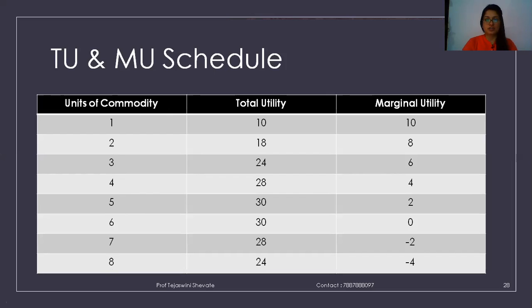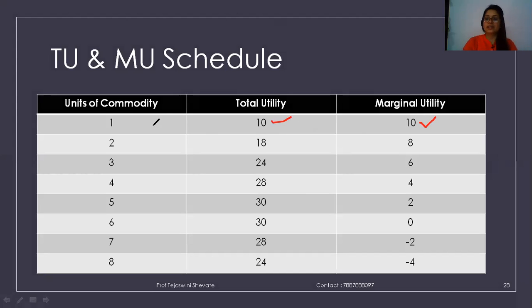Now pay attention. When we consumed the first mango, we got a total utility of 10. I consumed one mango, I got a total utility of 10, and hence the marginal utility is also 10, because by now I have consumed only one mango and the utility derived from this one mango is 10. Hence the total utility and marginal utility remain the same, because so far I have consumed only one mango.